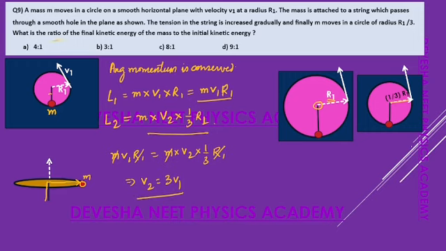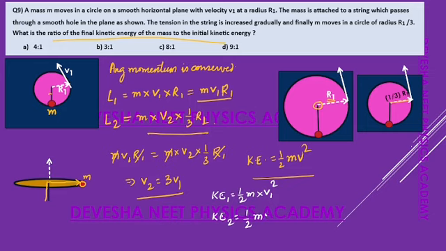What do we need to find here? We need to find the ratio of the final kinetic energy to the initial kinetic energy. So what is kinetic energy? All of us know that KE is equal to half m v squared. This is the general formula. So the initial kinetic energy KE1 is equal to half m v1 squared. And the final kinetic energy K2 is half m into v2 squared.